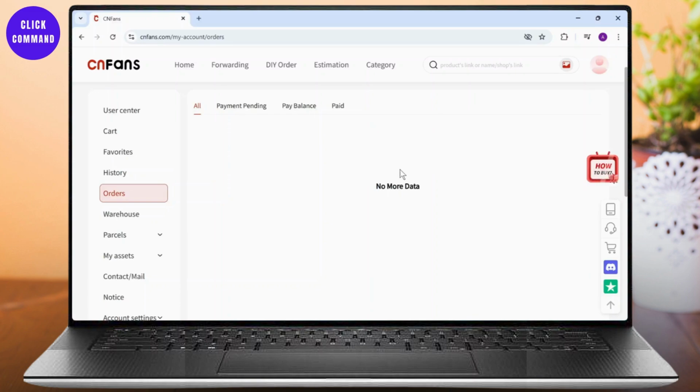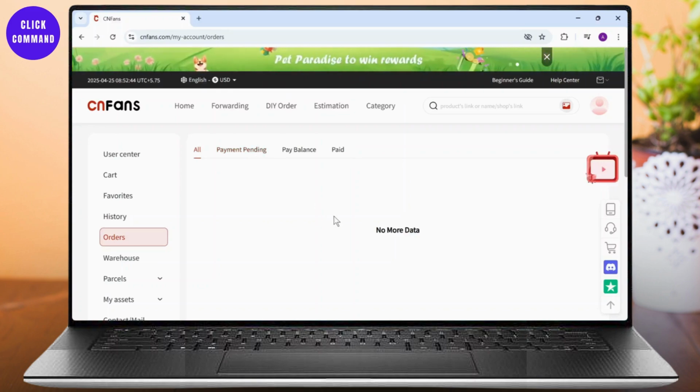But there is a strict policy in CNFans about refund and return. The product that you bought must be in its original condition. If it's not used, if it's not been opened, I mean, if there are no clear signs of use, only then can it be returned and refunded.